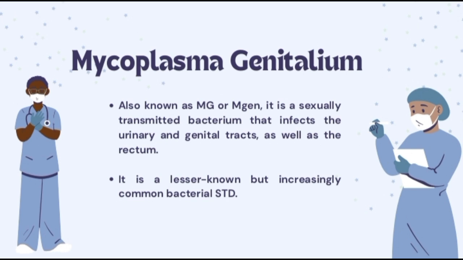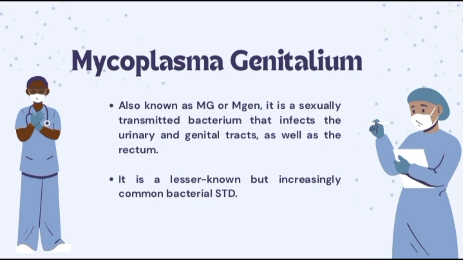So what is Mycoplasma genitalium? Mycoplasma genitalium is also known as MG or MGen. It's a sexually transmitted bacterium that infects the urinary and genital tracts or the rectum.